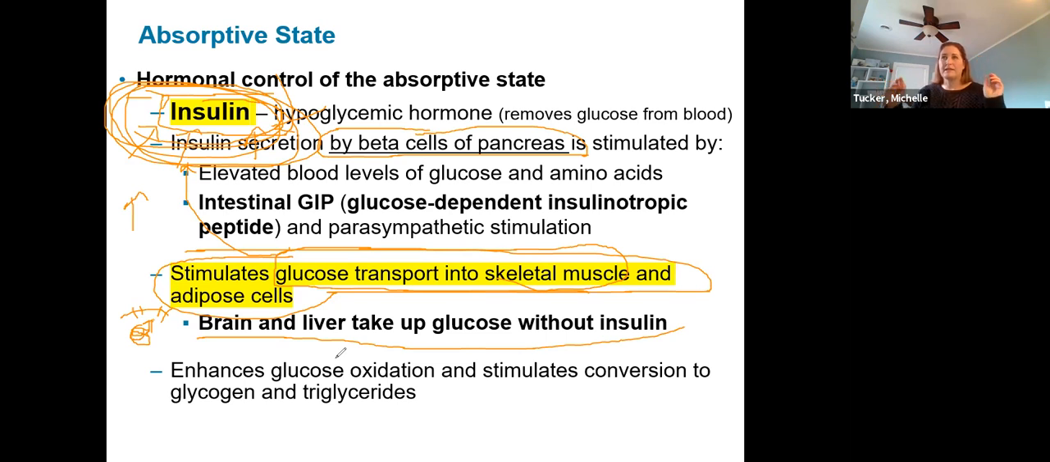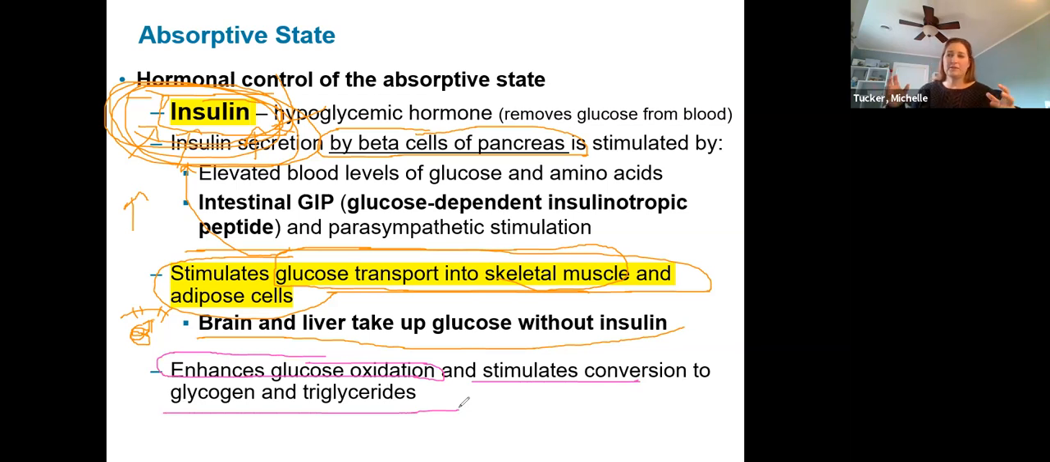It's like, if you're really good at bowling and you hit the top pin, that's like hitting the receptor, and then all these other pins fall. These are all these other metabolic actions that occur because of insulin. Insulin is very, very powerful at changing metabolism. So it enhances glucose oxidation, and it stimulates conversion to glycogen and triglycerides.